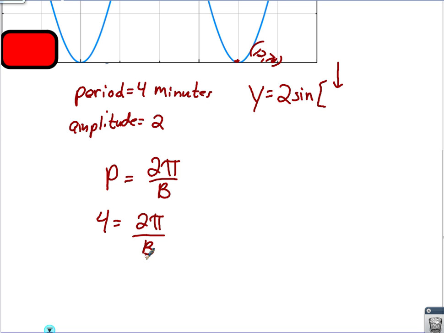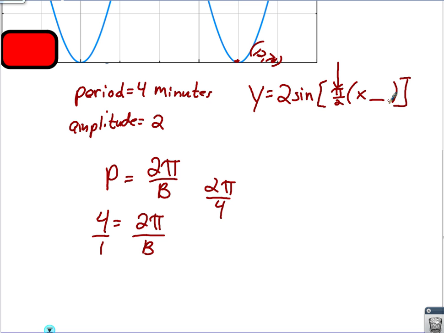Let's solve it like a proportion. Anytime that variable's on bottom, put a 1 on the other side. Solve it like a proportion. What does b equal to? Half pi. 1 times 2 pi is 2 pi. 2 pi divided by 4. Reduce 2 and 4, you get pi over 2. So the number that goes here is pi over 2.